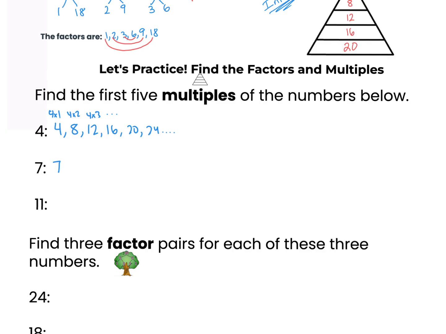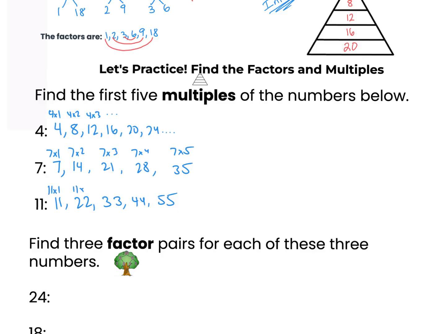All right, so for 7, we have 7 because it's 7 times 1. And one of the things you always remember is the first multiple of a number is just that number itself. And then we have 7 times 2 is 14. 7 times 3 is 21. 7 times 4 is 28. And 7 times 5 is 35. So that would be our first 5 multiples of 7. And then for 11, 22, 33, 44, and 55. Because once again, we're just taking 11 times our numbers.